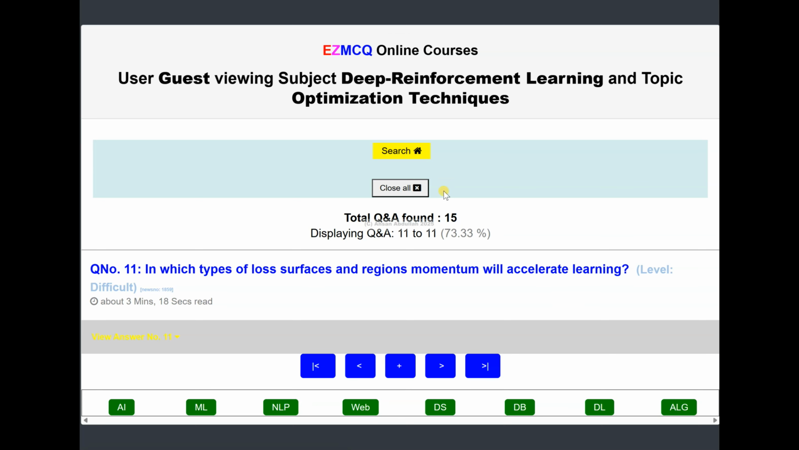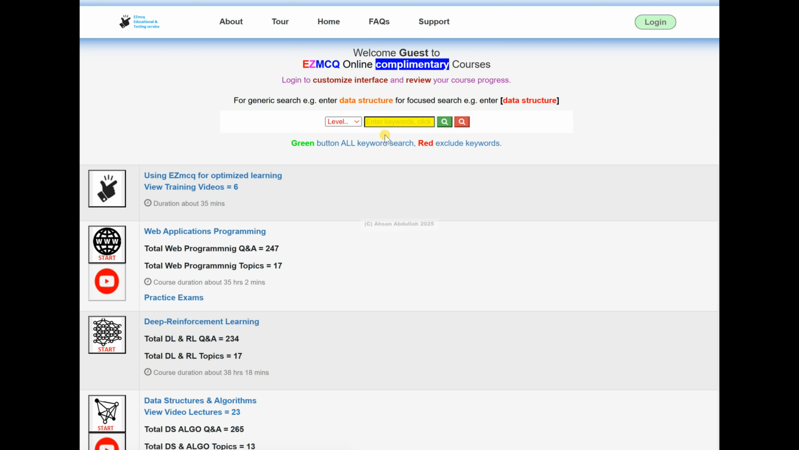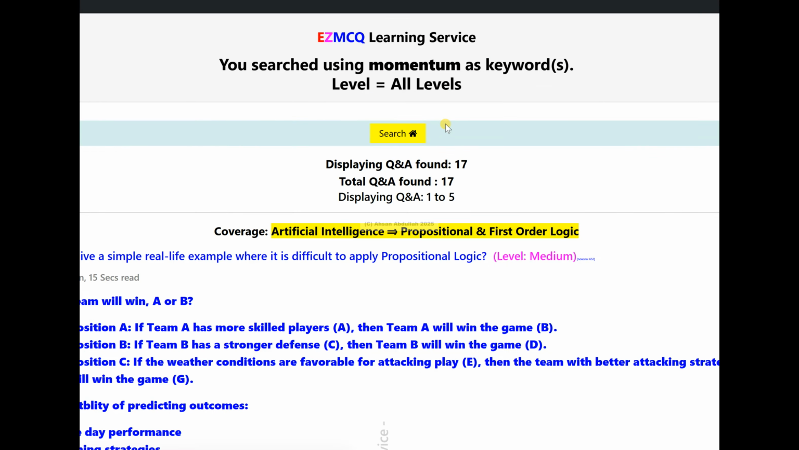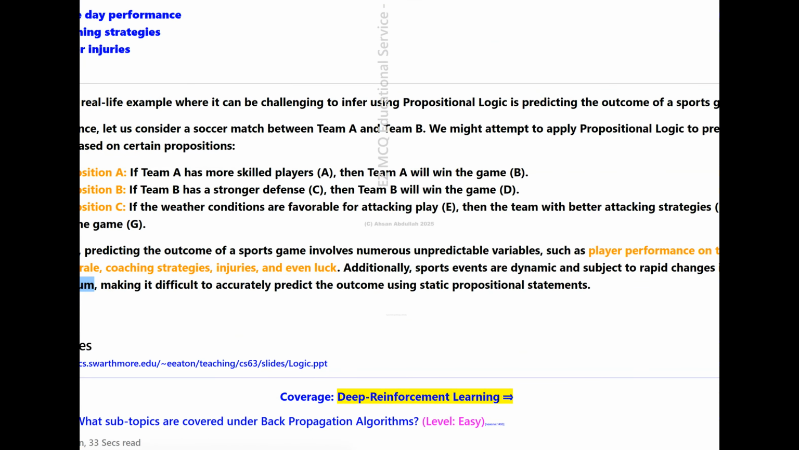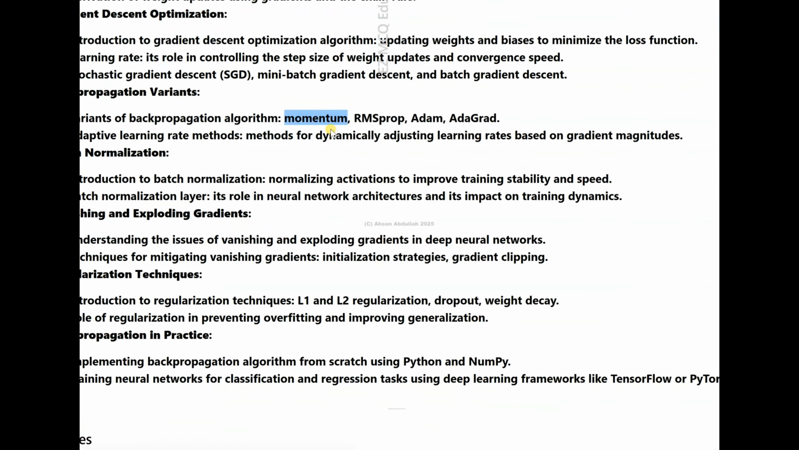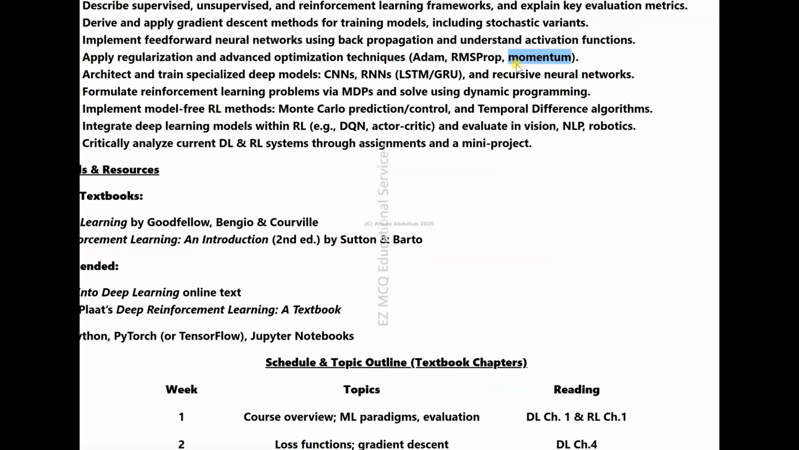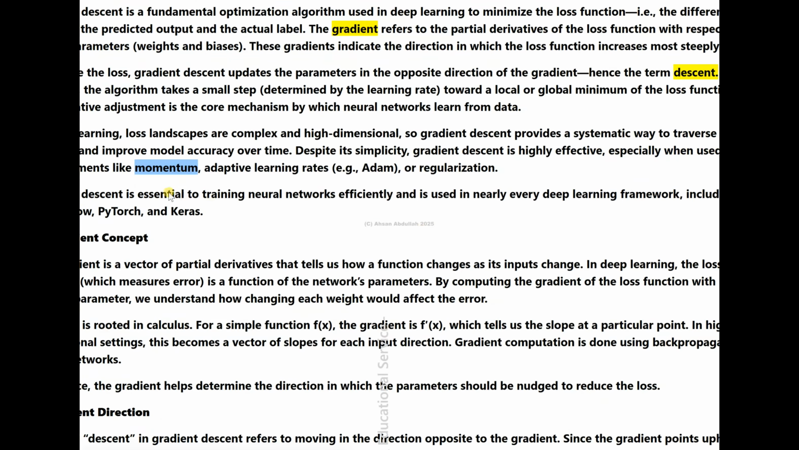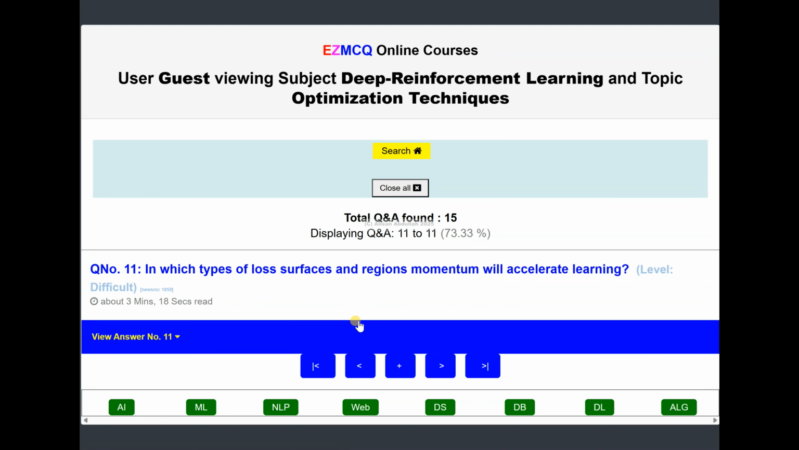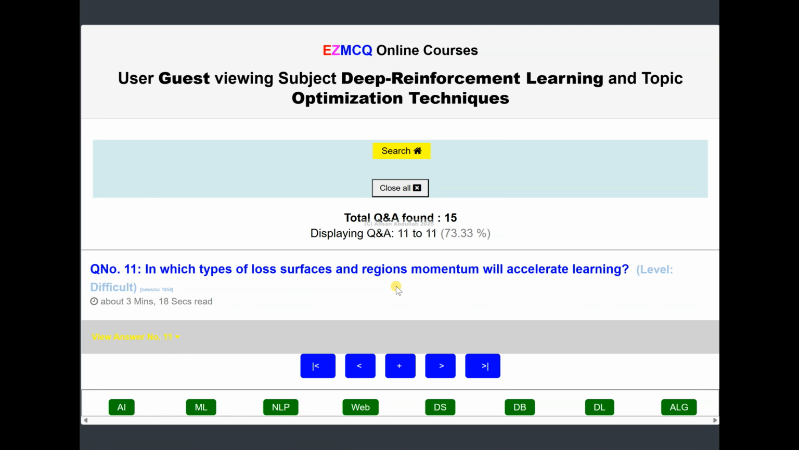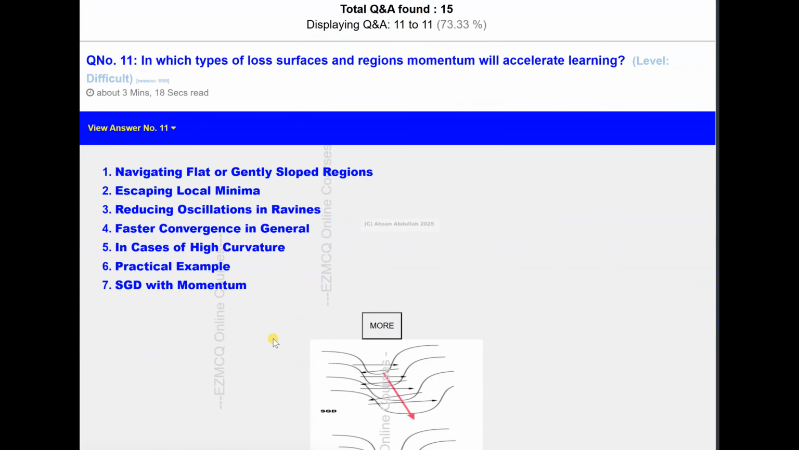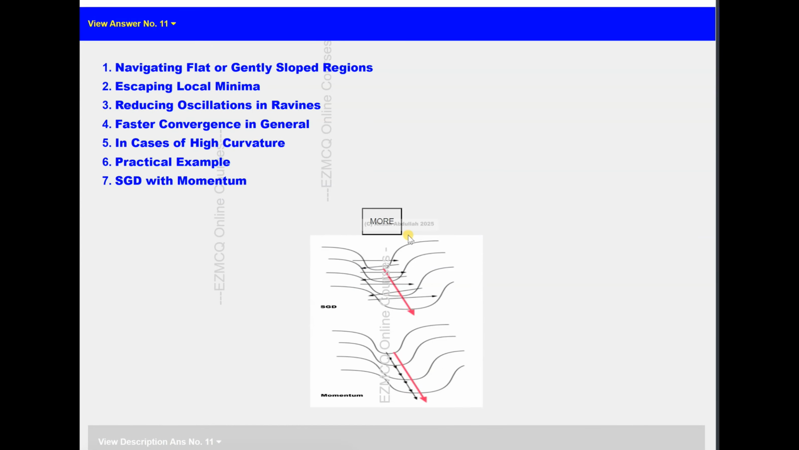We have covered momentum, but you can search for momentum. You go to search and type momentum, and then click on the green button. There are 17 Q&A about momentum, and momentum is highlighted also. So you can read and get to know the meaning of momentum. Coming back to the Q&A, momentum can accelerate learning when navigating flat or gently sloped regions.